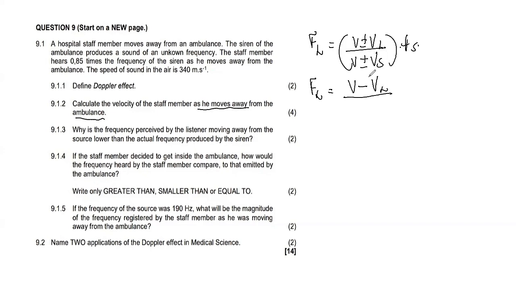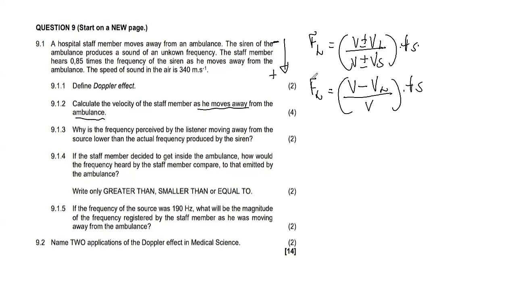So because the source is stationary, remember, the hospital staff member moves away from the ambulance, right? So the ambulance at that time is stationary. Then we're just going to have the v here multiplied by fs. So always remember that if it's moving away, then plus here and then minus there, right? So that's why we see a negative up there.